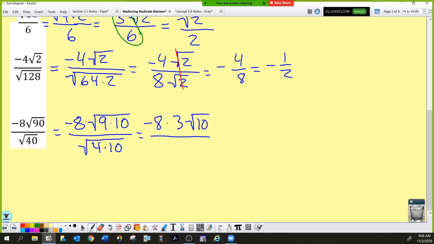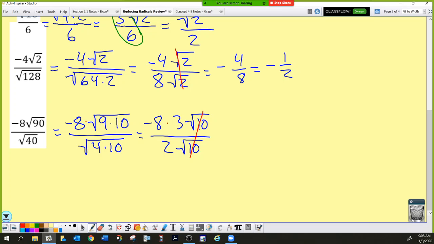I'm going to wait and hope that something really easy pops out of the bottom that I could just cancel away immediately. Let's see. Square root of 4 comes out as a 2. Oh, and then the 10s are stuck. Oh, well, you know, it didn't really work out all that well. That's okay. It was still worth hoping for.